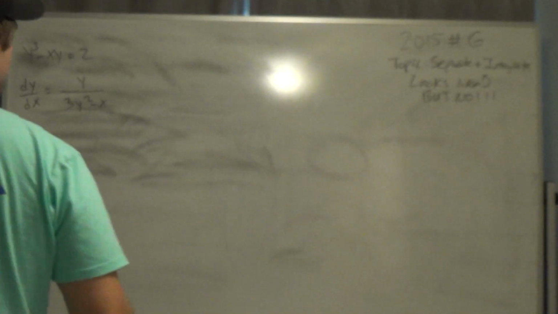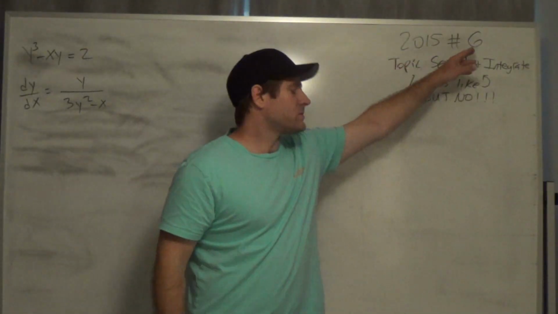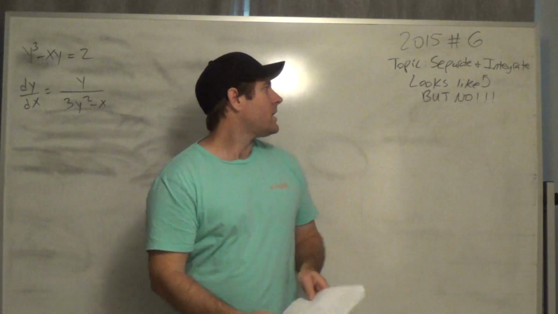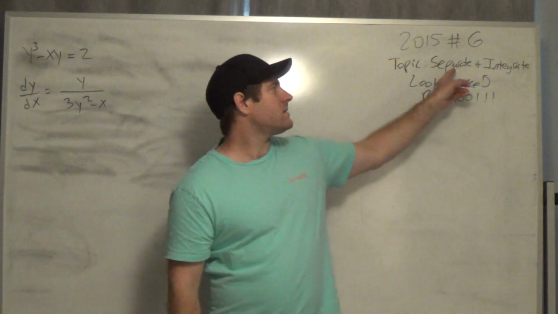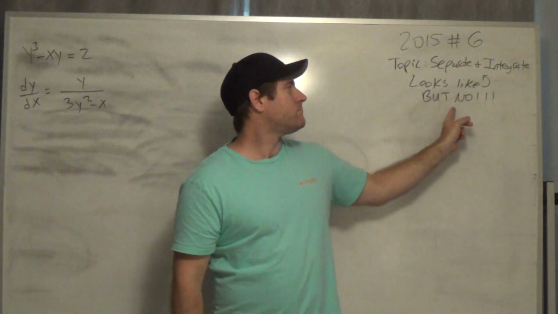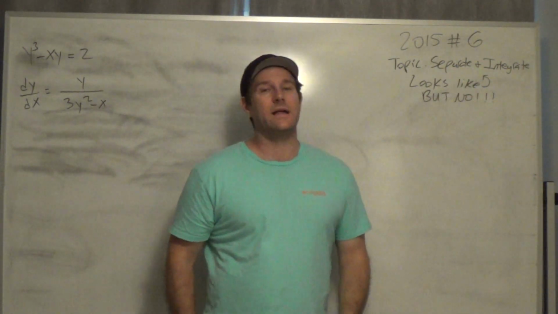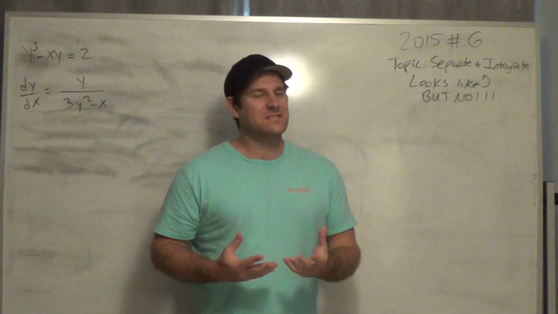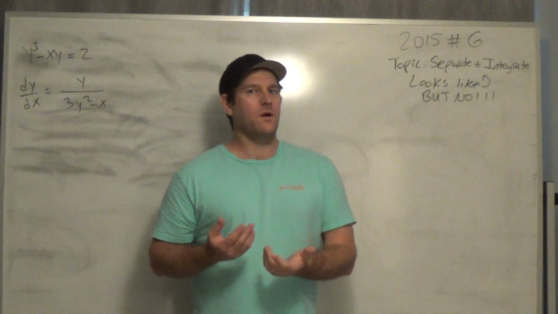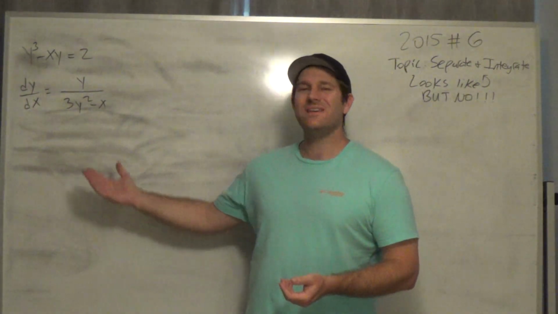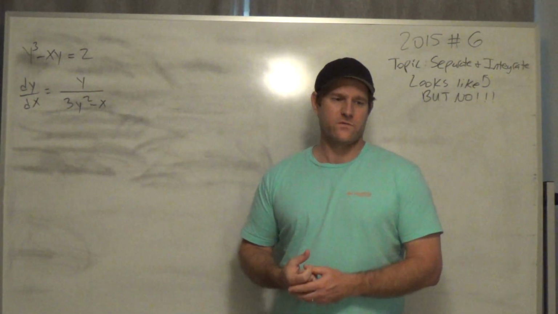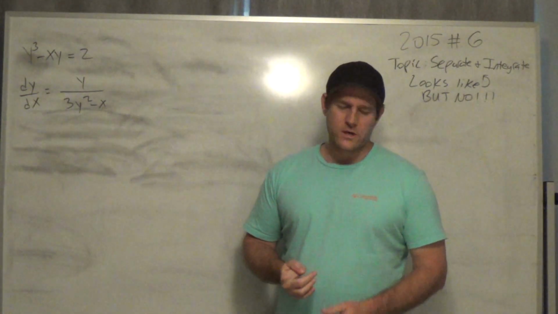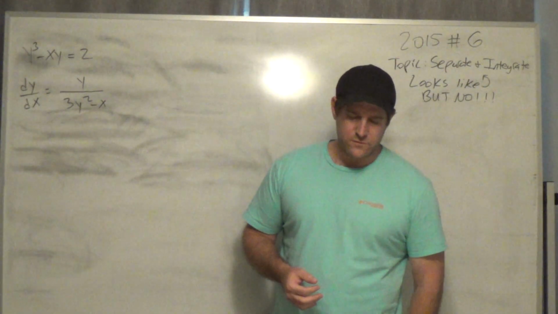Hi class, this is 2015 number 6. It's one of the topics under May 5th. It looks like a separate and integrate, but no, it's not. Now I believe the AP exam might take a separate and integrate question for say part A or B, and then do stuff like we're going to do in this question for maybe part C or D. So this is a very important question and it uses implicit differentiation.